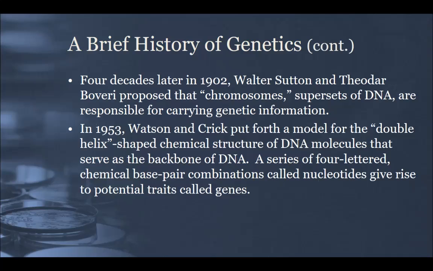Four decades later, in 1902, Walter Sutton and Theodore Boveri proposed that chromosomes, the superset of DNA, were responsible for carrying the genetic information. That would later be built on in 1953 by Watson and Crick, giving us the double helix structure that we talked about. Again, only possible because of Rosalind Franklin's X-ray crystallography picture. A series of four-lettered bases, A, T, C, and G, make up the nucleotides that are going to give rise to our potential traits.